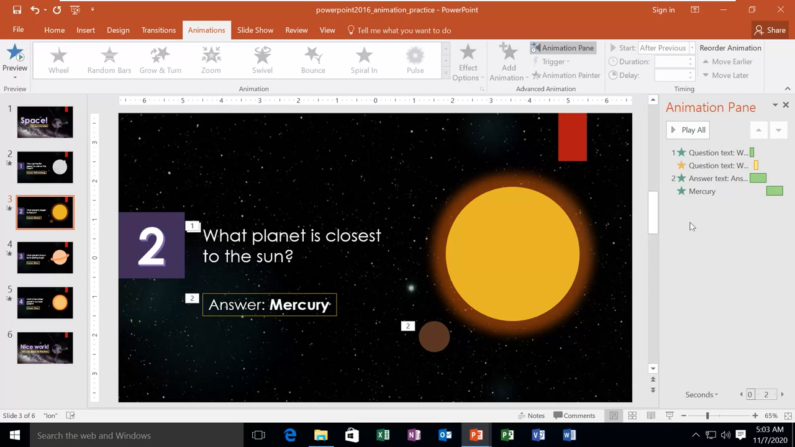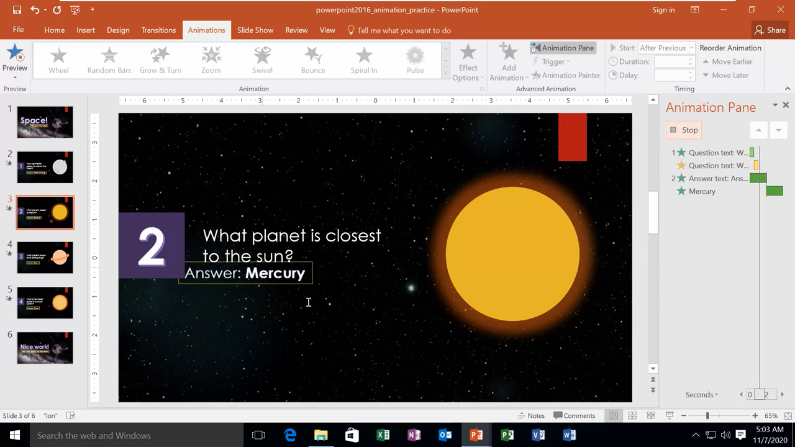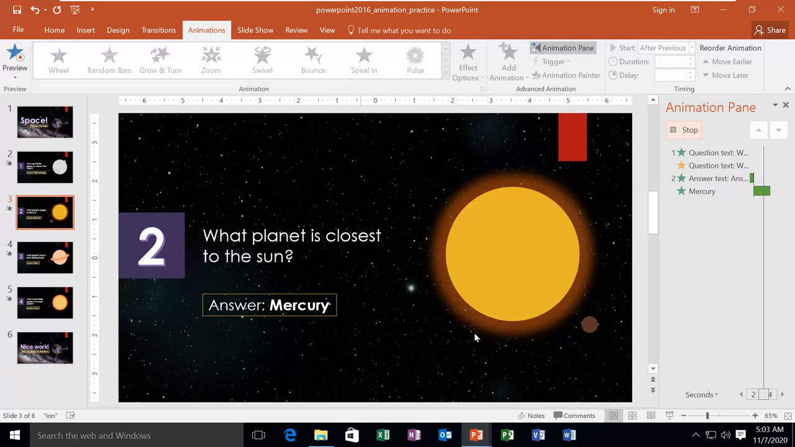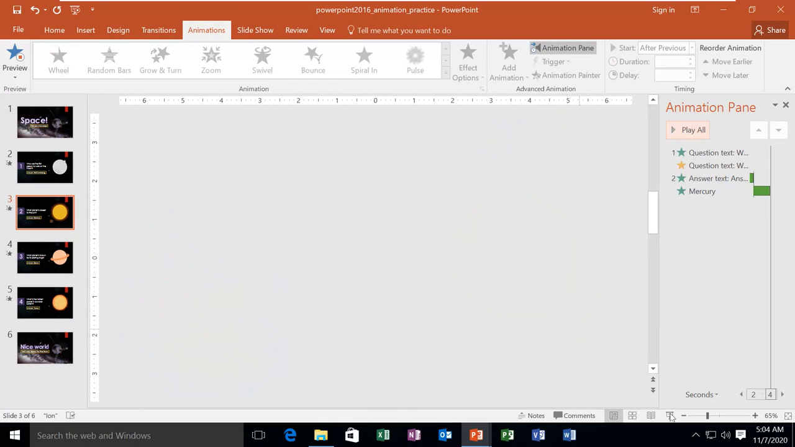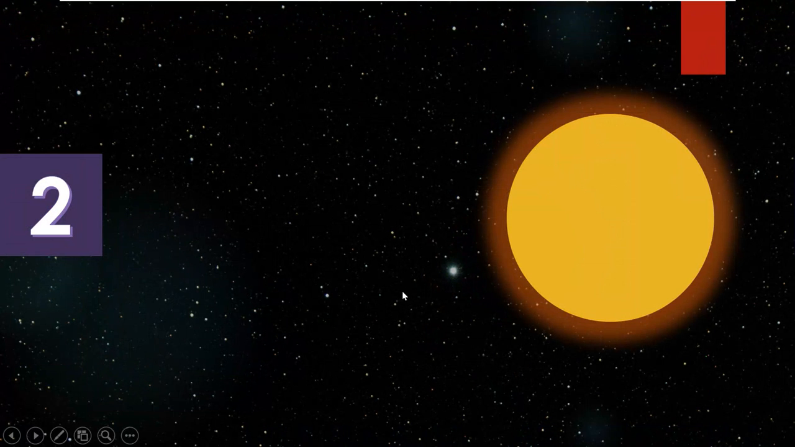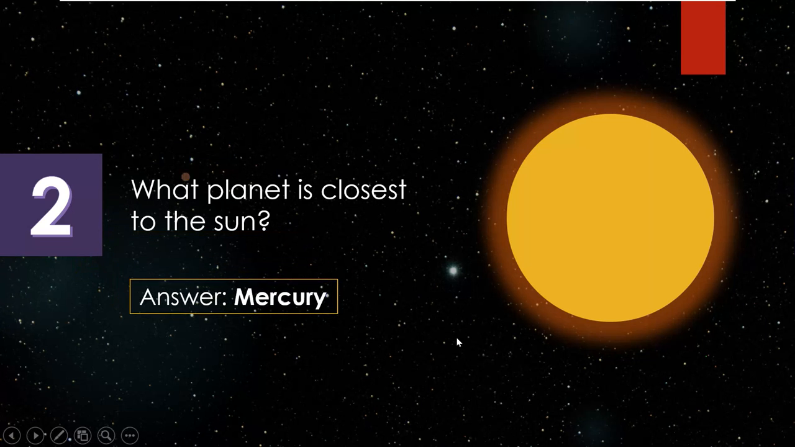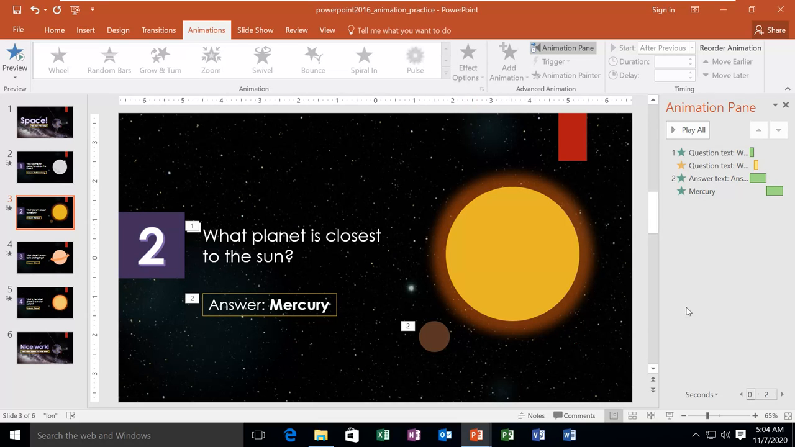So here what is happening, if I play all, the question is coming, then the answer is coming, and then this Mercury is coming. Now if I run the PowerPoint slide from the current position, when I click once, the question comes, then when I click a second time, the answer comes, and when I'm not clicking, this Mercury is coming automatically. So we can change this order, or we can change how it is working.